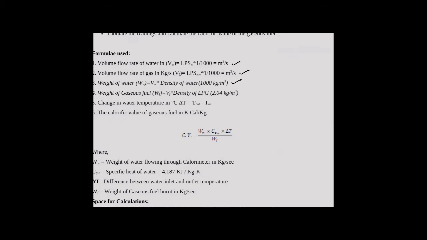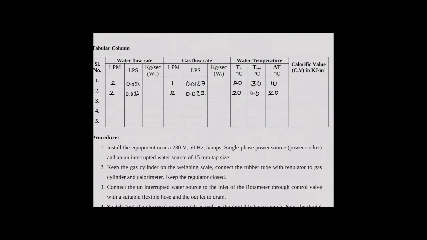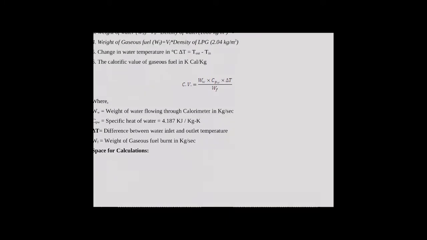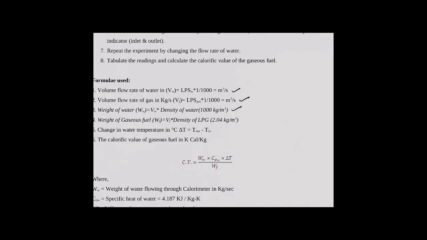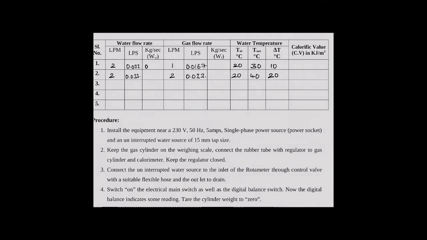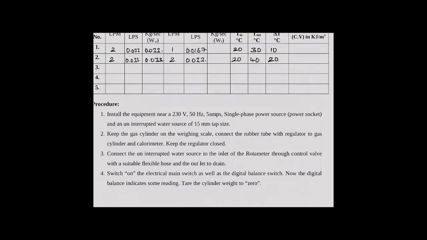So if I go back and look into this, 0.033 into 1000. So many liters per second, 0.033 divided by 1000 multiplied by 1000. So I'll end up with the same value. So this will be 0.033 kg per second. Now for the second case, for both the cases, this is 0.033.